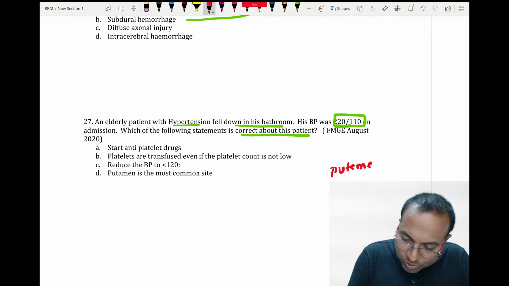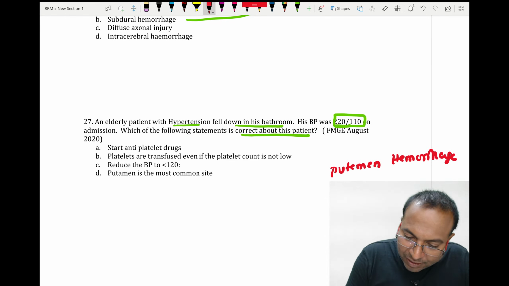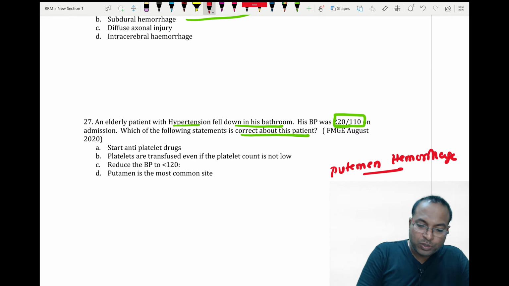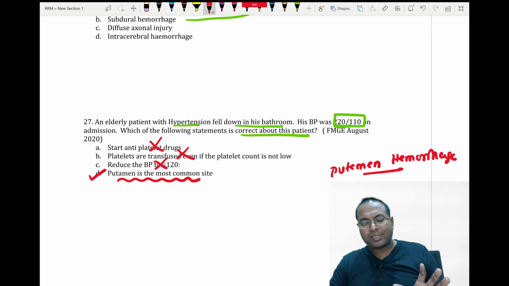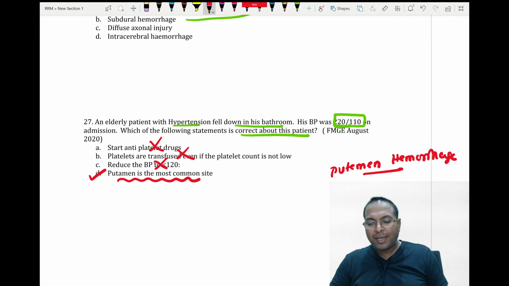You know, this is a medicine question. It is not a surgery question at all. It is a putamen hemorrhage. Patient will land up with a CVA. So putamen is the common site. Start antiplatelet drugs. Platelets are transfused if platelet count is not low. These are all to confuse you. Unwanted choices. Reduce the BP to 120. It is all not needed.